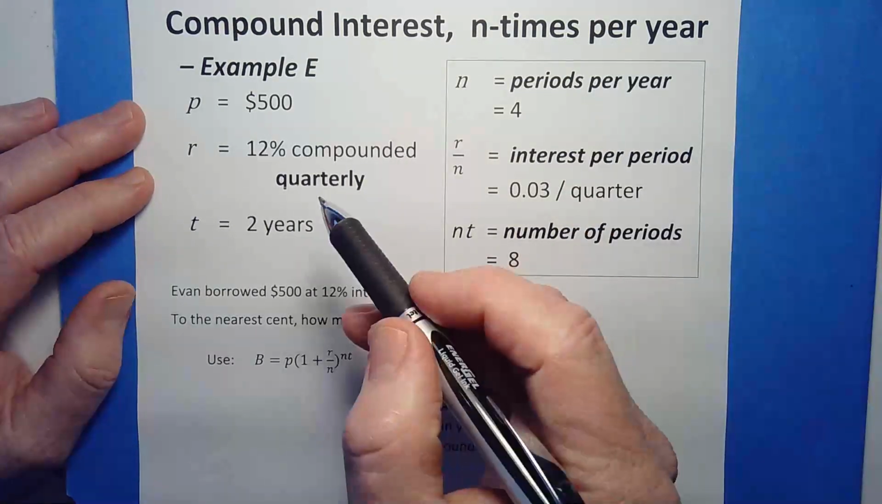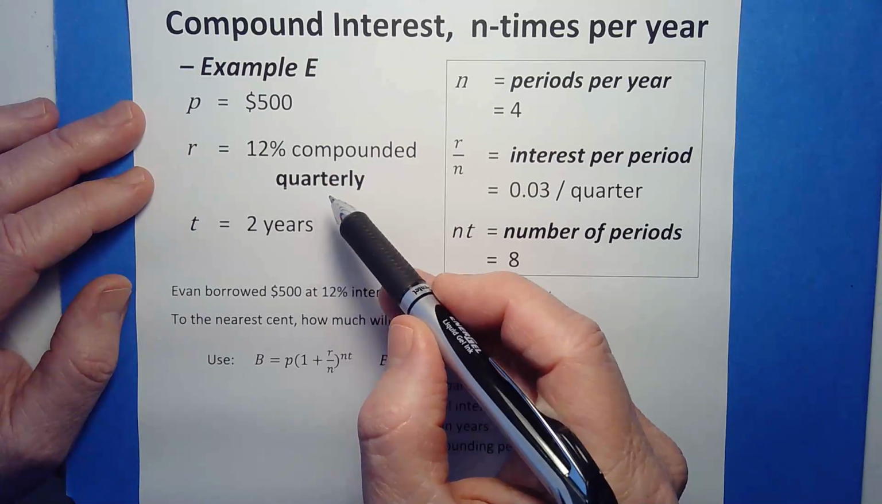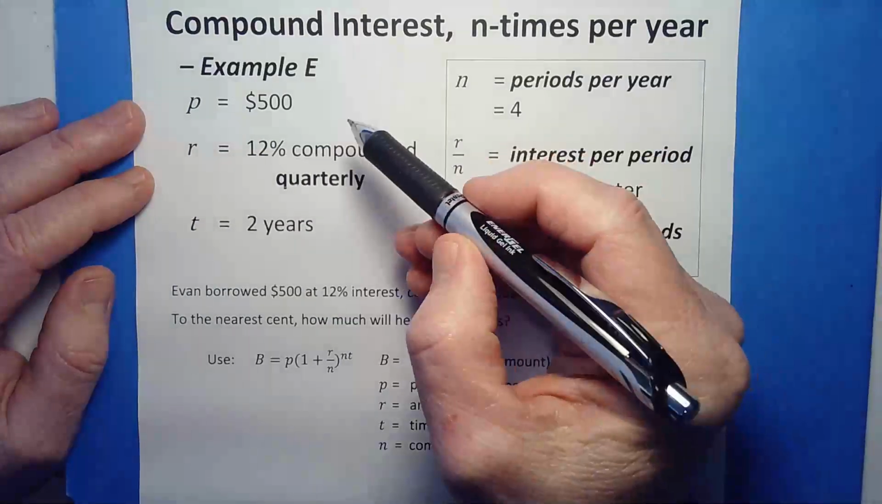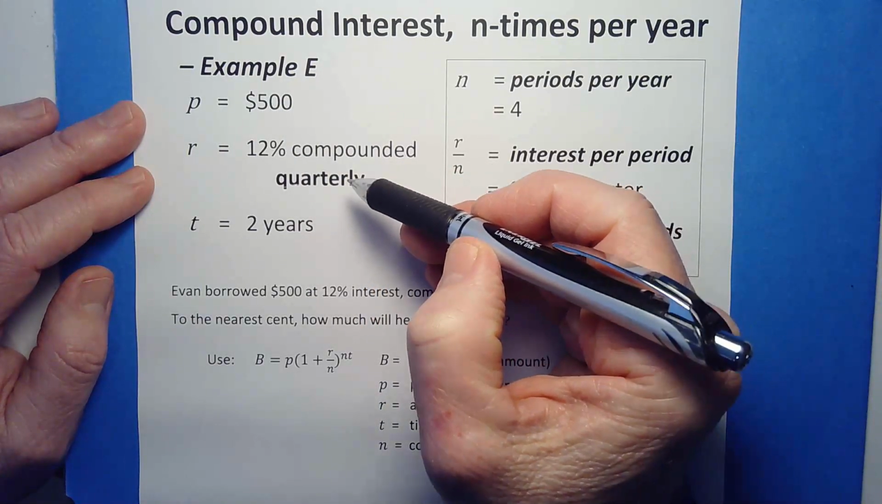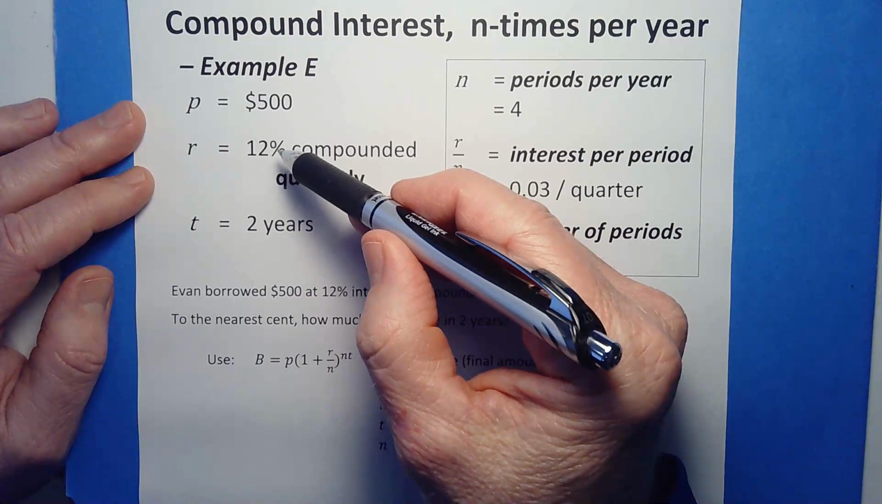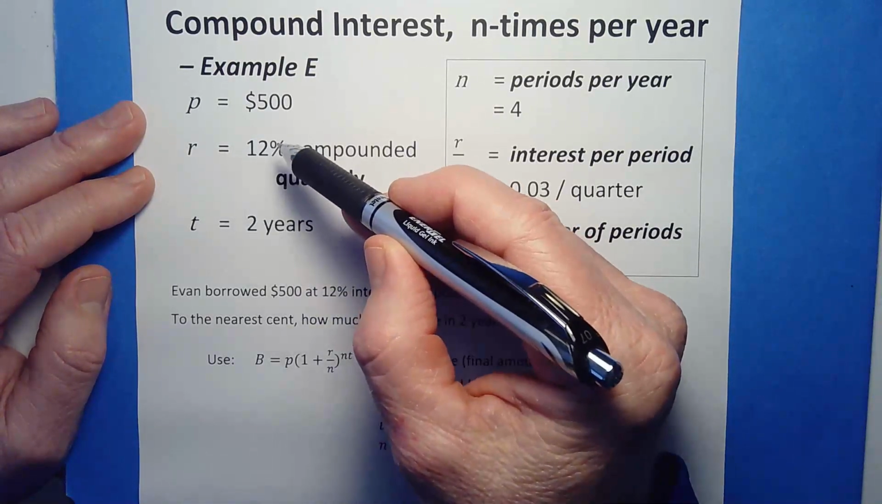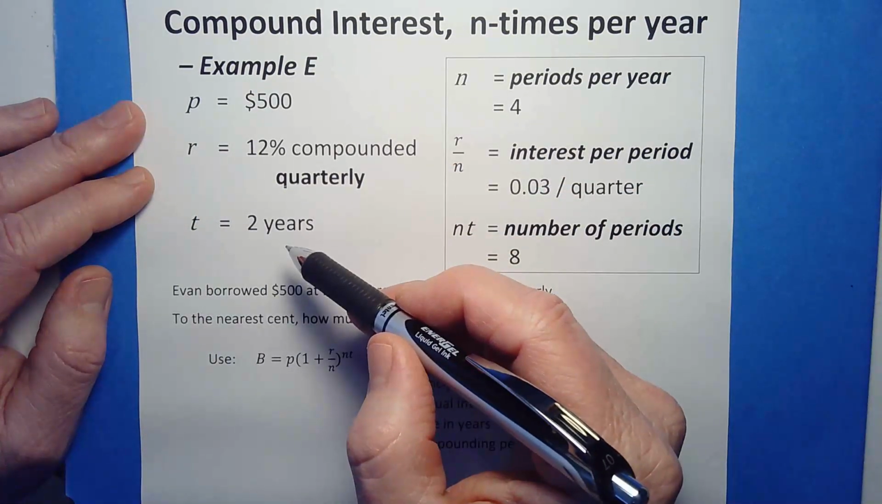Now the first one I want to do with you guys is doing it quarterly. Quarterly, in other words, every 3 months, so 4 times per year. In particular, we're going to have $500, and again, it's 12%. Now that's the annual rate. If we don't say otherwise, we're assuming that's the annual rate. We're going to do this for 2 years.